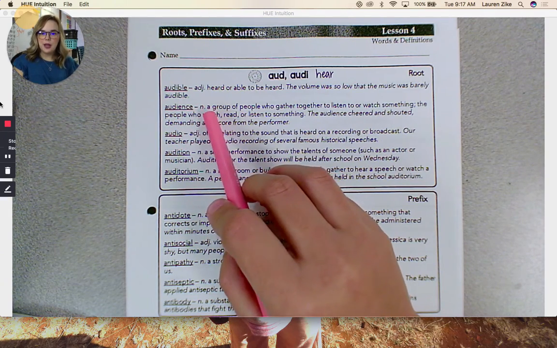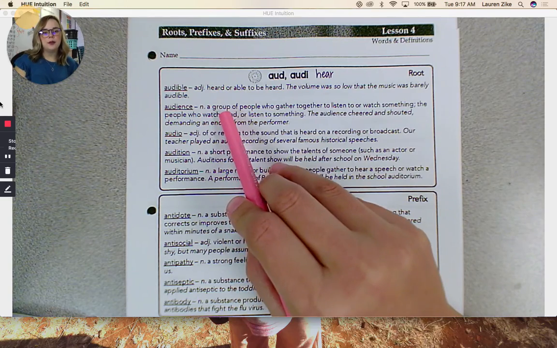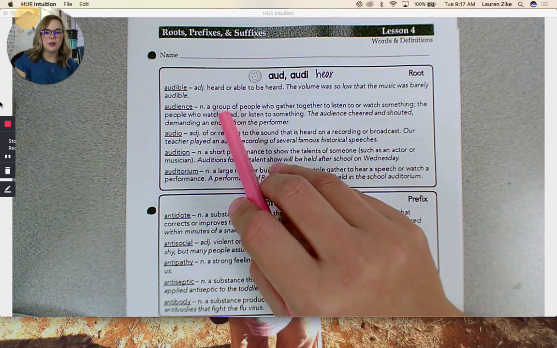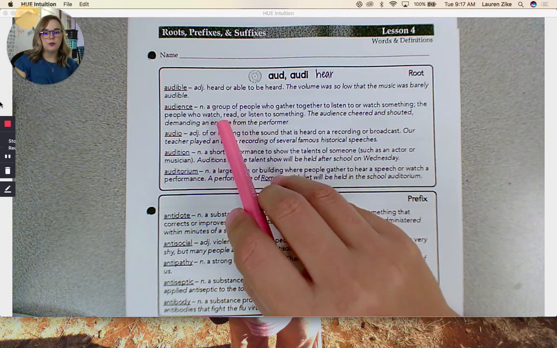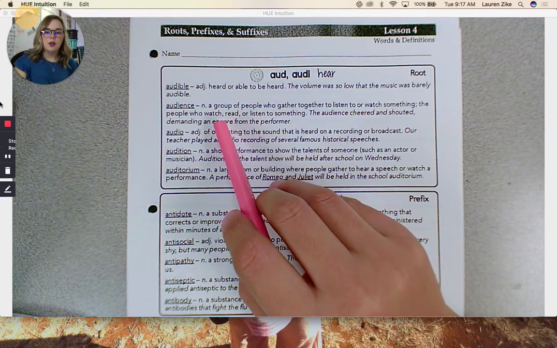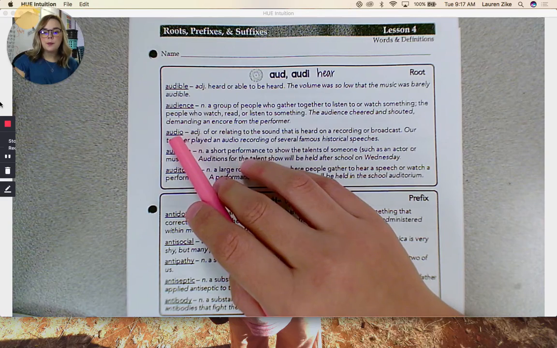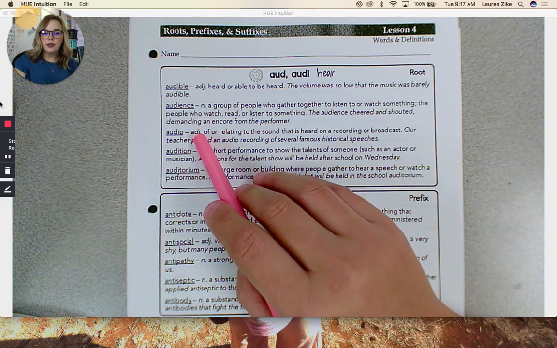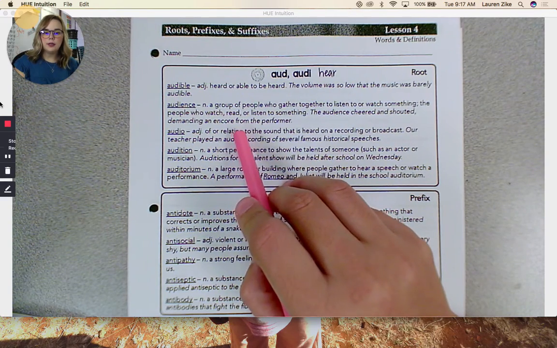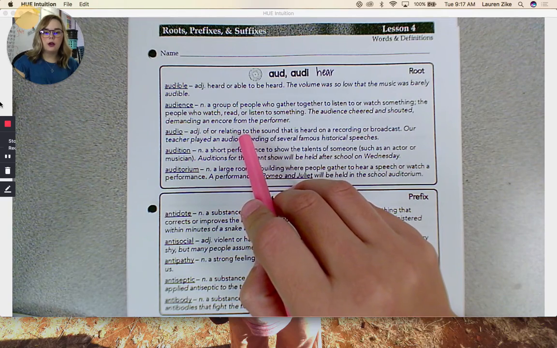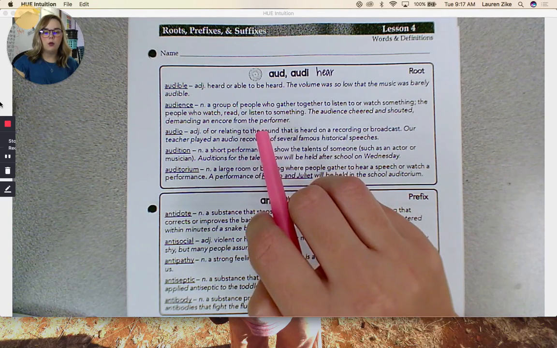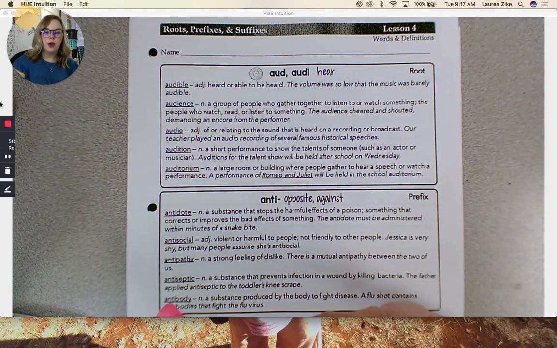Audience is a noun. It's a group of people who gather together to listen to or watch something, or the people who watch, read, or listen to something. So if you go to watch a movie, you are in the audience. And then audio is an adjective of or relating to the sound that is heard on a recording or a broadcast. It's like an audio recording.